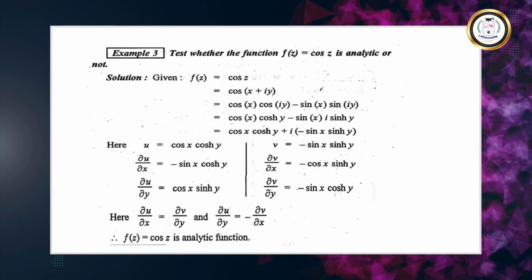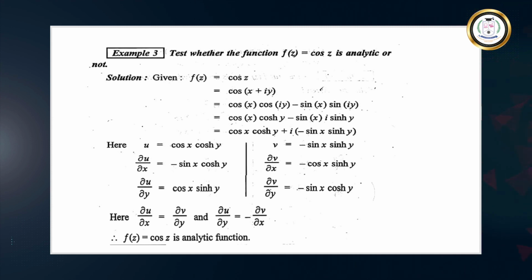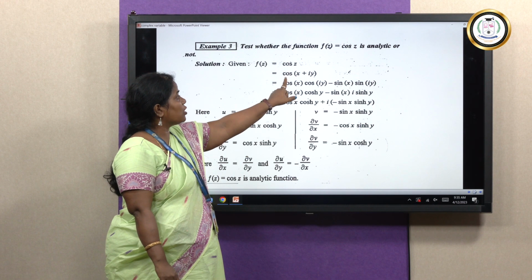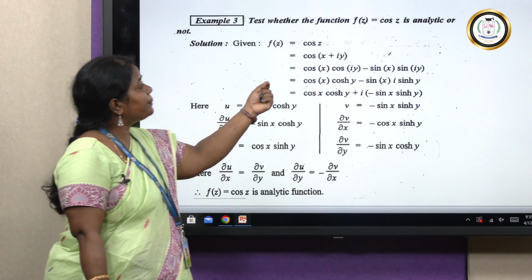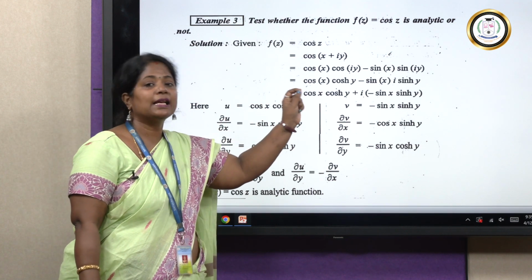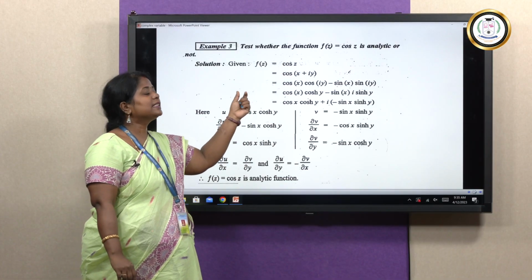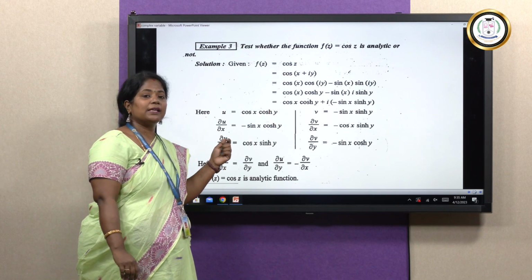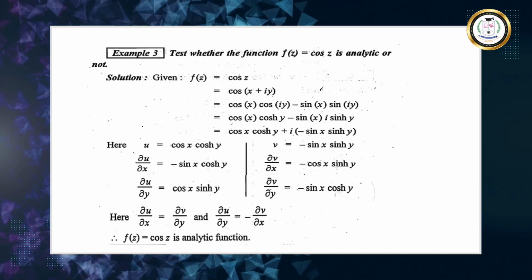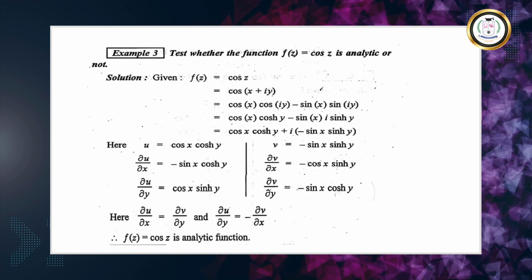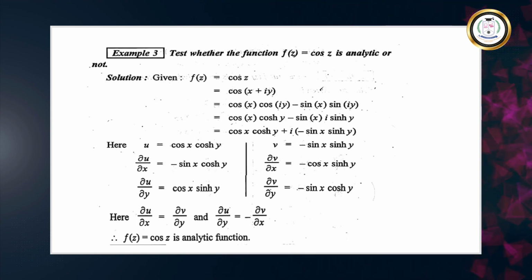Now, f(z) is equal to cos z, a trigonometric function. z is equal to x plus iy, so cos of (x plus iy). Multiplying this inside is not possible because it is the cos of a complex number. We have to split this using the cos(a plus b) formula. We know that cos(a plus b) is cos a cos b minus sin a sin b. Here a is equal to x, b is equal to iy. So, cos x cos iy minus sin x sin iy.